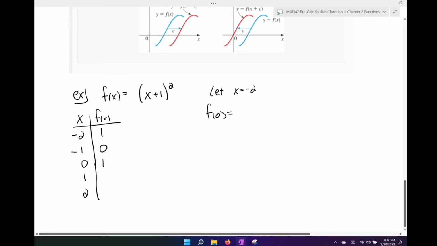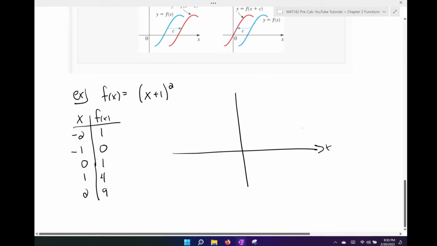All right. Now we have f of 1, which is going to be 1 plus 1 squared, which is 2 squared, which we all know that's 4. And then finally, we're going to do f of 2, which is going to be 2 plus 1 squared, which is equal to 3 squared, which is going to be 9. So now, if I were to graph these points, and I'm not going to be really particular with this. All right, we have -2, 1.